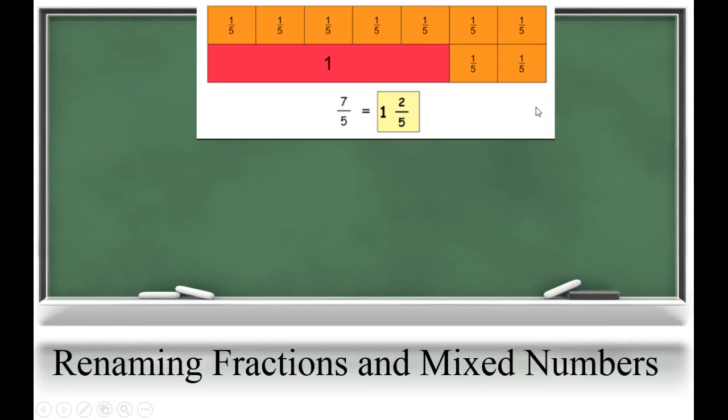Now students can go the opposite way too. If they modeled 1 whole and 2/5, they could rename or replace that 1 whole with 5/5, and then count up 2 more fifths to equal 7/5.